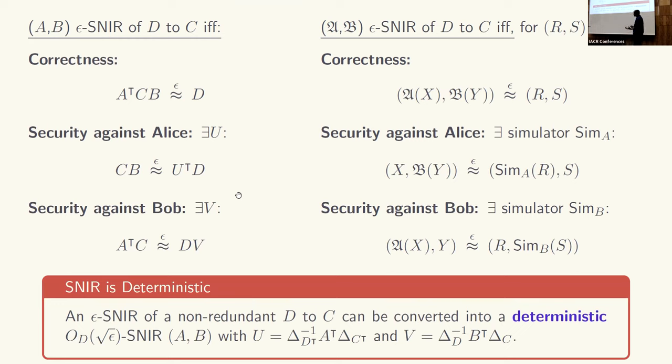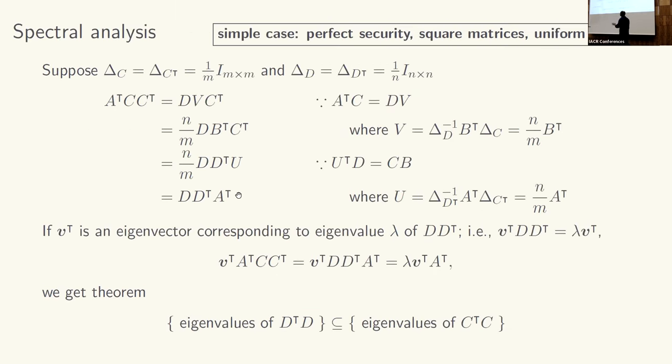Given an SNIR with an epsilon error, we can always move to another SNIR with a slightly larger error in which both the functions used are deterministic functions. So let's look at what we can get with this kind of observation.